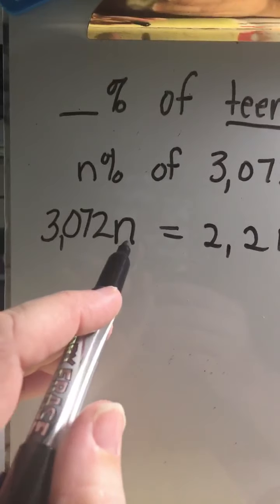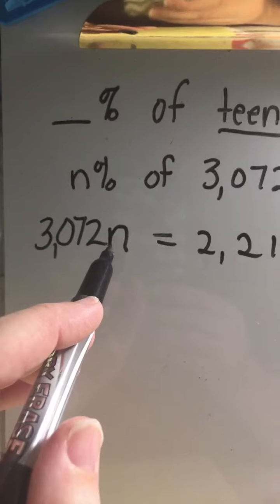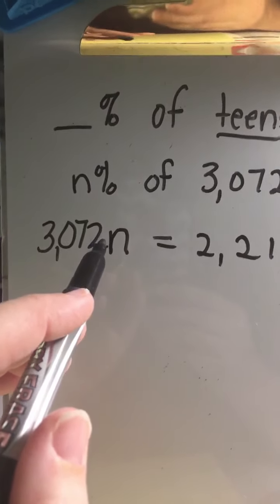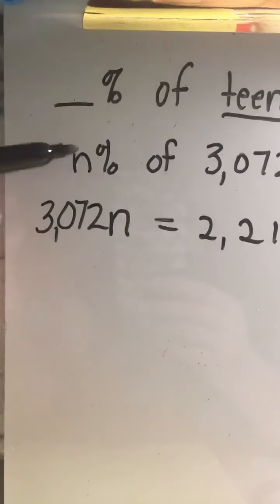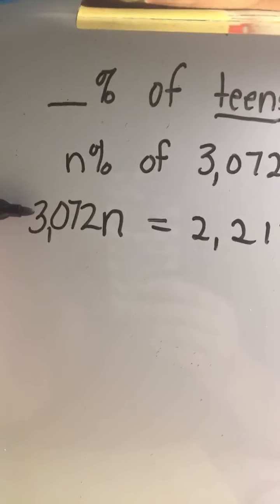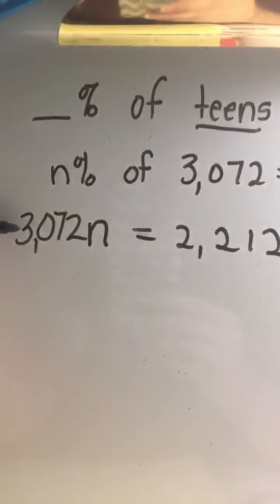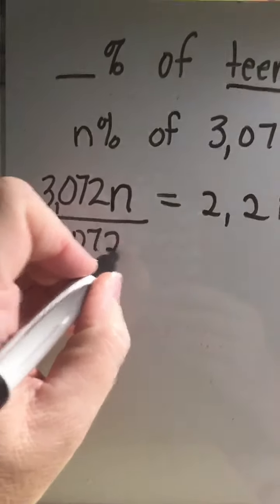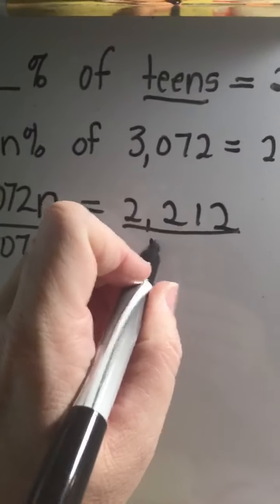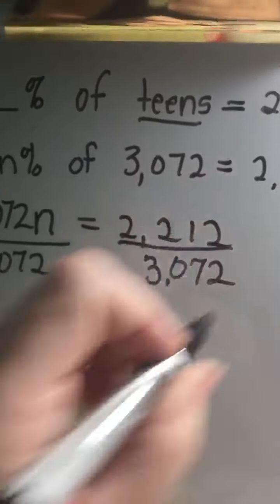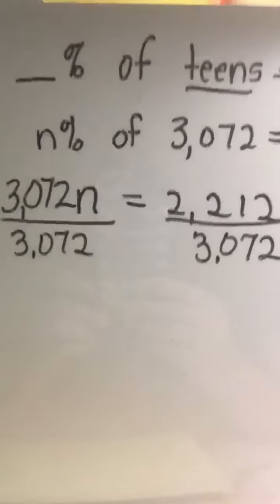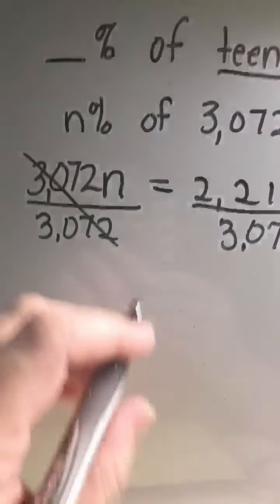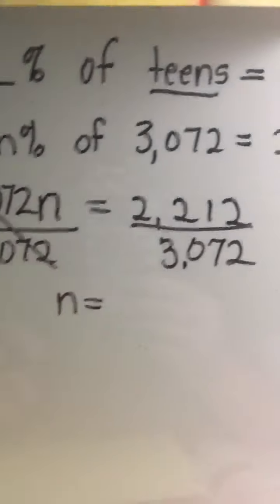I want to get this n, this variable, by itself. So in order to do that, I need to get rid of this number that's attached to it. And in order to do that, I do the opposite procedure of what is already listed. It's written as multiplication, so the opposite would be to divide. So I'm going to divide by 3,072. And remember, what you do to one side, you have to do to the other. So divide both sides by 3,072. On this side, it canceled each other out, and now I'm left with just the n.